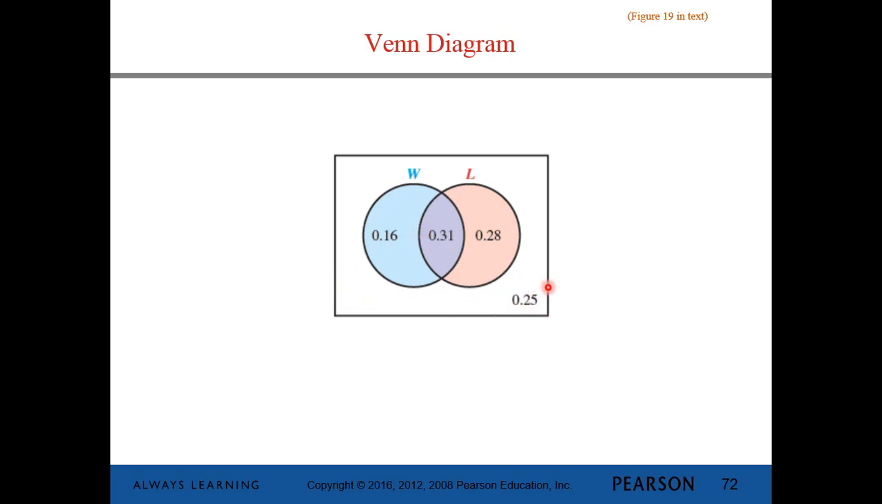Because the outside of this circle is 0.53, but that also includes this 0.25. And being outside this circle is 0.61, but that also includes this 0.25. So we're counting this 0.25 twice. So we're going to subtract off the 0.25. So the total is going to be 0.75. And that's going to be our answer.